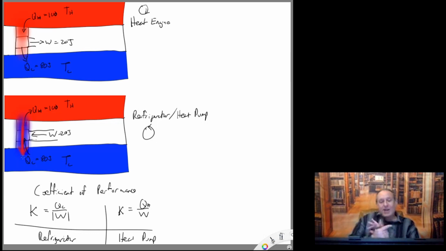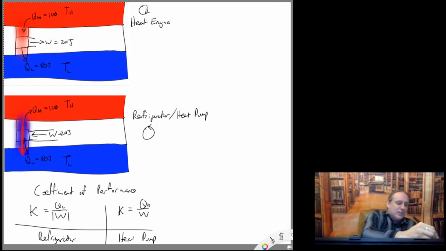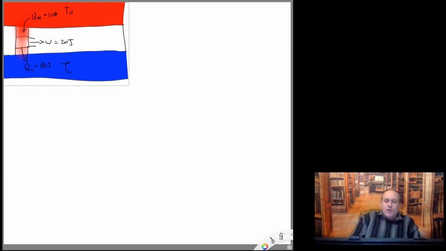And then he made the following argument. He said that no machine could be more efficient than his machine, because if we did have a more efficient machine, we could sort of connect them together. Actually, what I'm going to do is copy this picture onto another page so that the notes have both images. So he said, suppose my Carnot engine is 20% efficient, and somebody comes along and makes a 30% efficient engine.